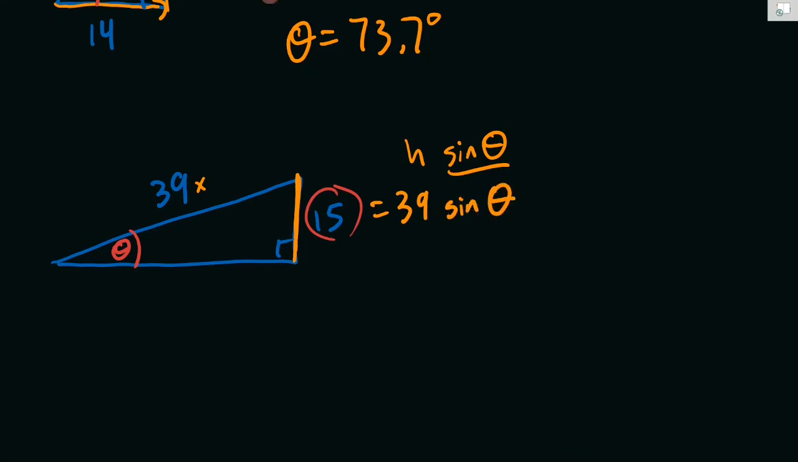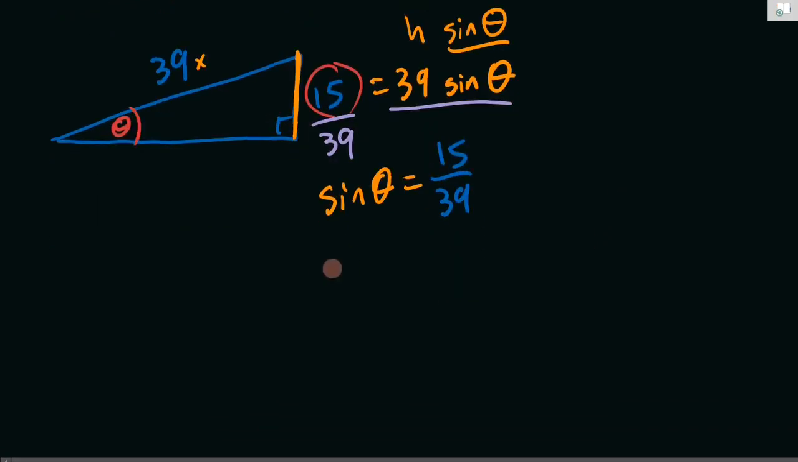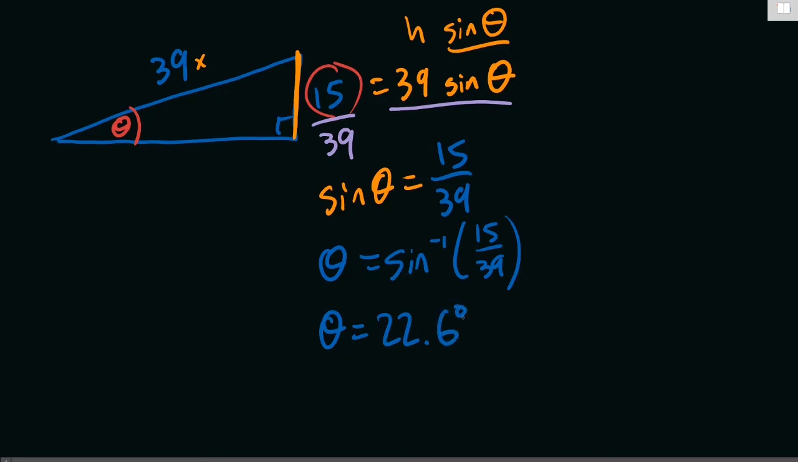So I'm going to divide both sides by 39. So sine theta is 15 over 39, which means theta is sine inverse 15 over 39. Plug that into your calculator. Sine inverse of 15 over 39 is 22.6 degrees.